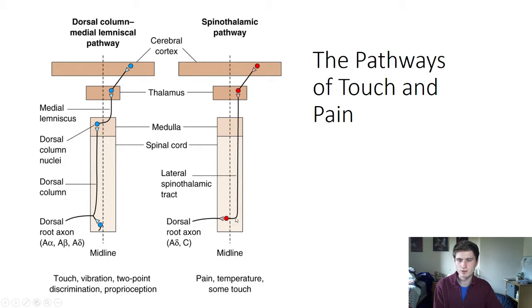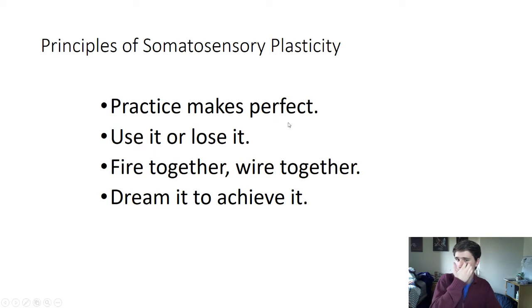So we switch sides. So if you have a pain in your left hand, the signal will travel up your spinal cord on the right, through the spinal cord, through the medulla, all the way up until it gets to the thalamus. And then from the thalamus, it'll be transmitted into the cerebral cortex, the somatosensory cortex.